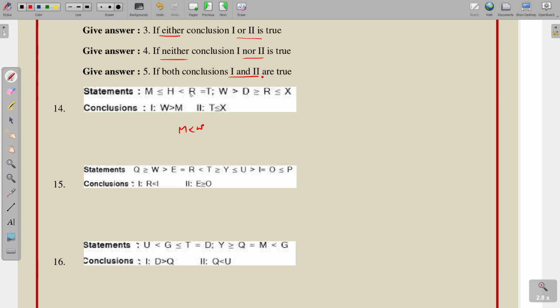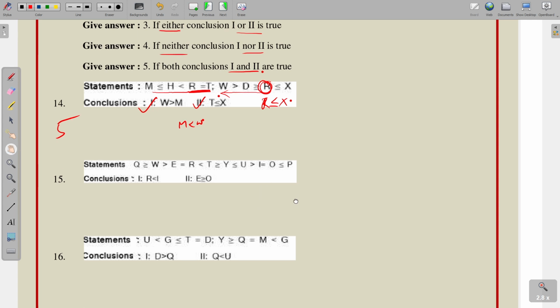So M less than W. So M less than or equal to H less than or equal to R. So R here, R greater than or equal to D before W. So first one definitely follows. Next, T less than or equal to X. Actually T equal to R here, and also R is there. R less than or equal to X. So second one also definitely follows. Option 5 is the answer.